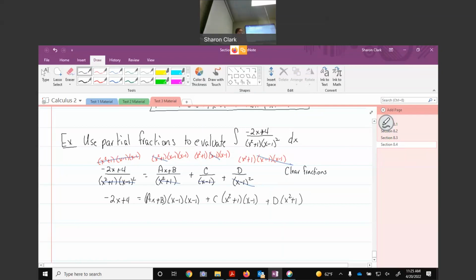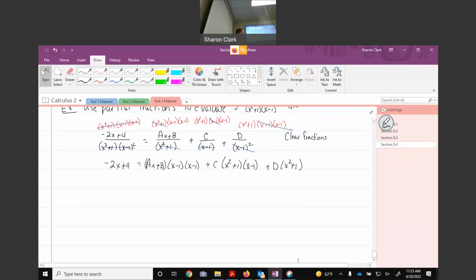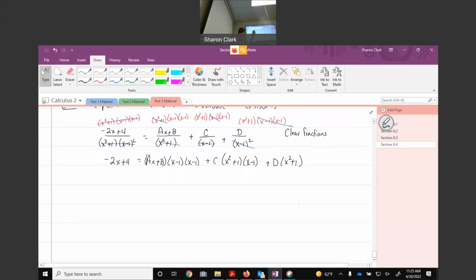It's probably better to write it out. Well, we're going to have to FOIL it. Yeah, we've got to multiply it all out. All right, so negative 2x plus 4 equals ax plus b times x squared minus 2x plus 1. FOIL x minus 1. You sure that's not plus 2x minus 1? Nope.